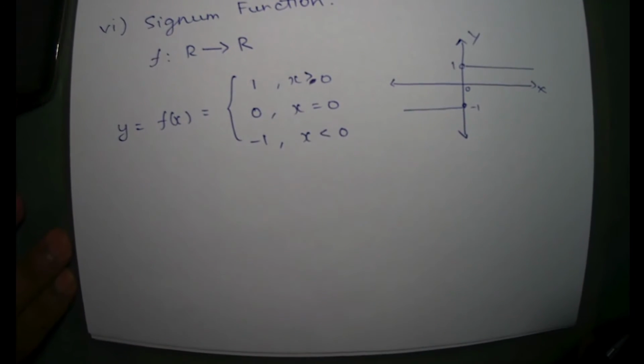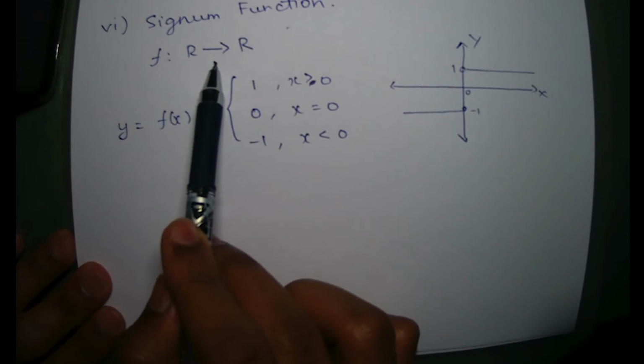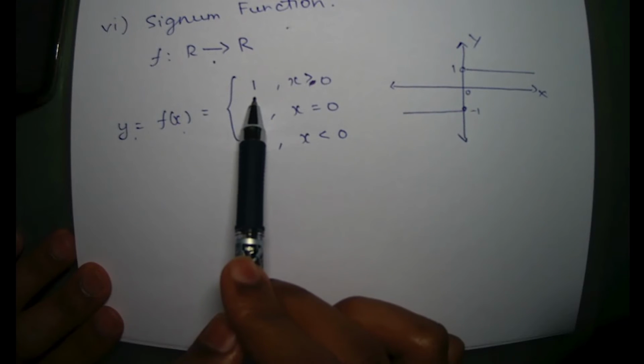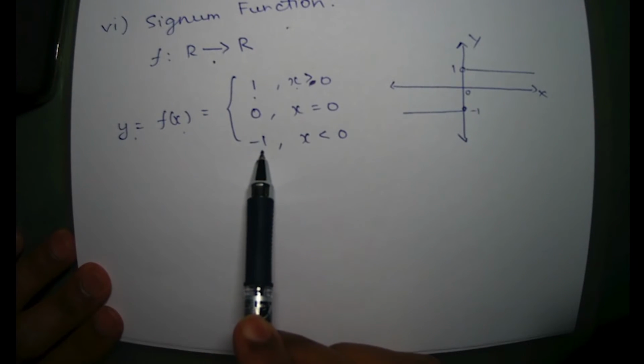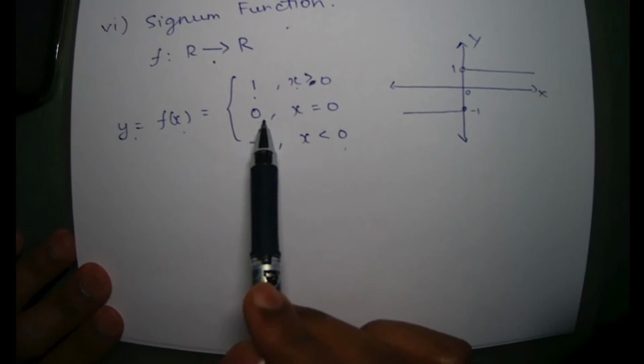So the next function is the signum function. The signum function is also defined for real numbers. It is represented as y is equal to f of x, where f of x is equal to 1 for all values x greater than 0. f of x takes the value of minus 1 for all values x less than 0. And f of x takes the value of 0 if x is equal to 0.